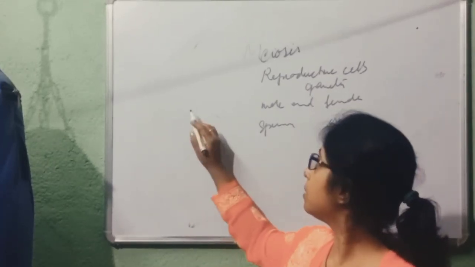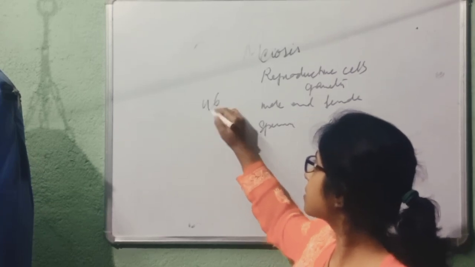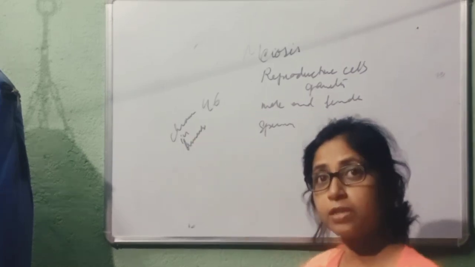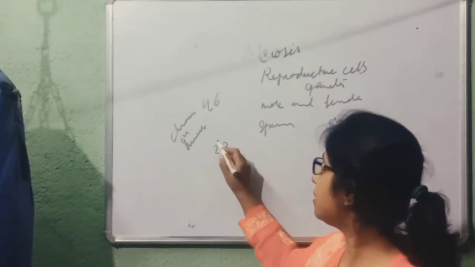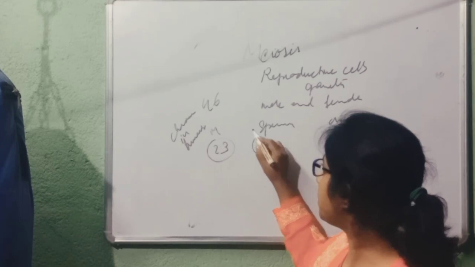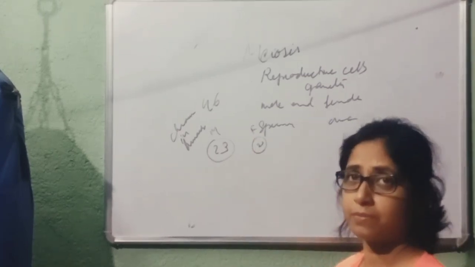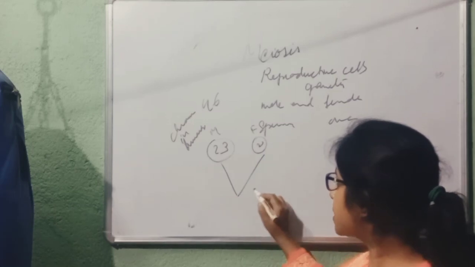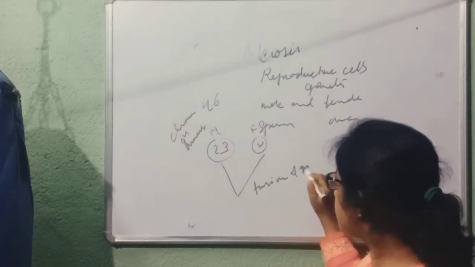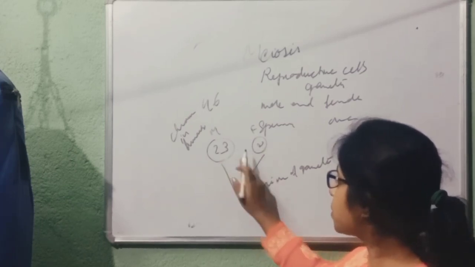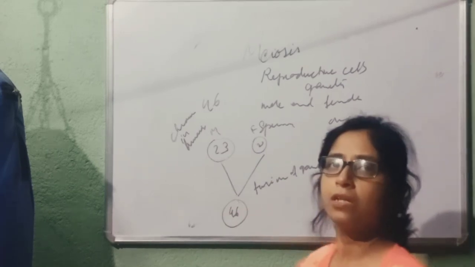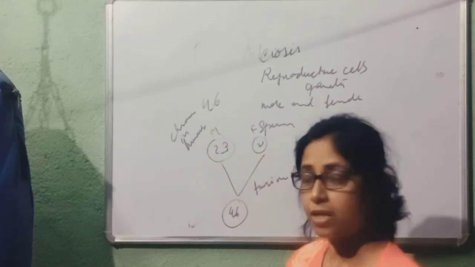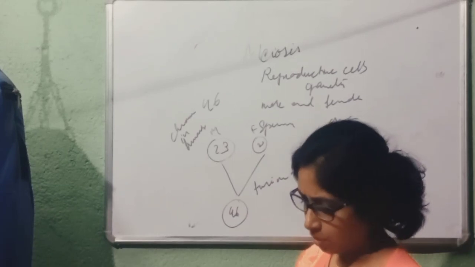Suppose in humans we have 46 chromosomes. When the division starts, it becomes 23 in one cell, suppose the male, and again 23 in the female. The chromosome number in each cell becomes half. But when the fusion of the gametes takes place, the number becomes 46 again. So it retains the original number, 46. This is the main change that takes place in the process of meiosis.